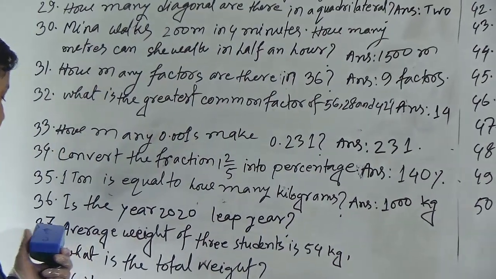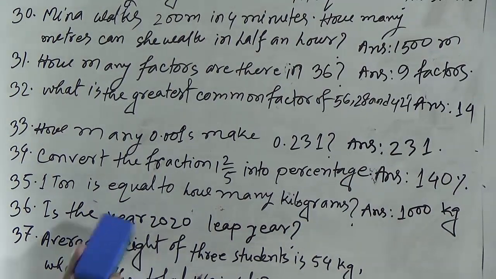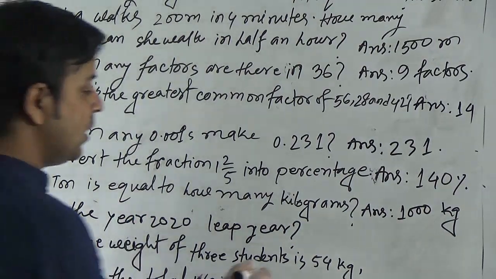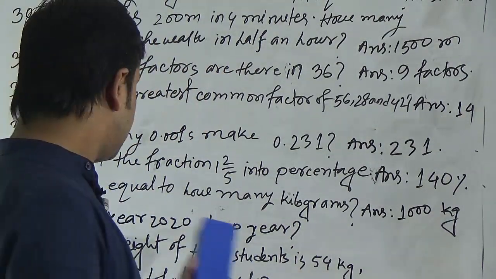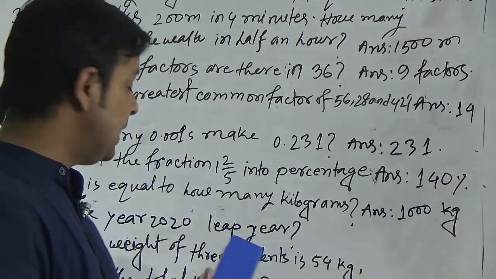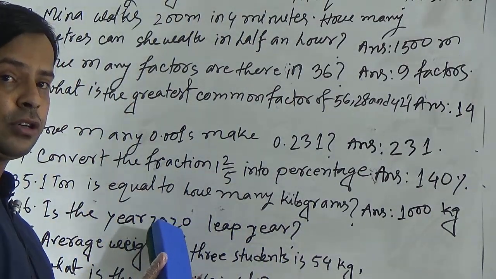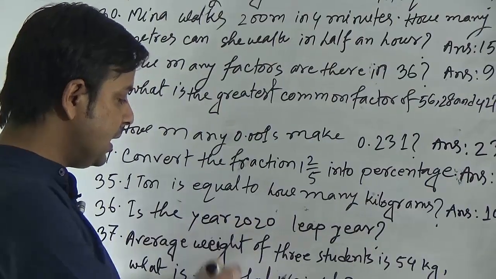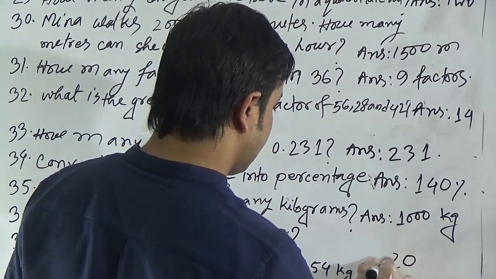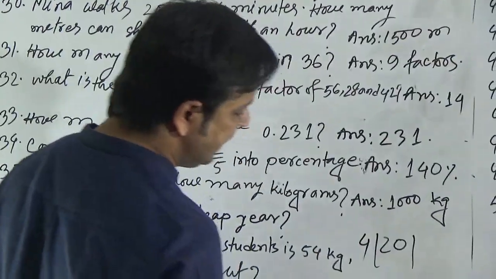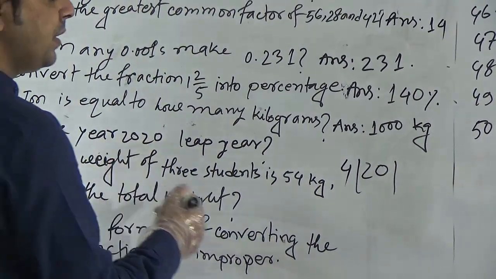Now next question 36, is the year 2020 a leap year? To know whether the year is a leap year or not, we have to divide 2020 by 4. It means that we have to check whether the number is divisible by 4 or not. We can check this easily. We take the number formed by the last 2 digits, that is 20. If that number is divisible by 4, then 2020 will be divisible by 4.